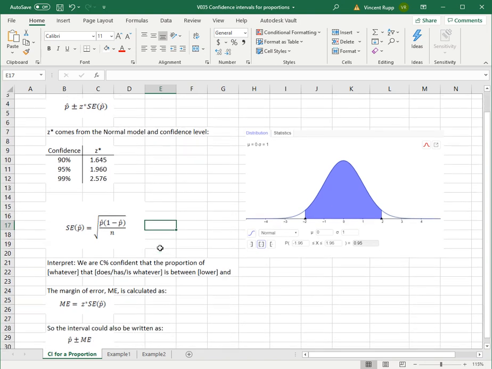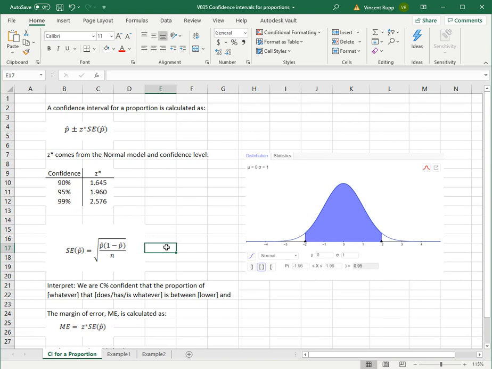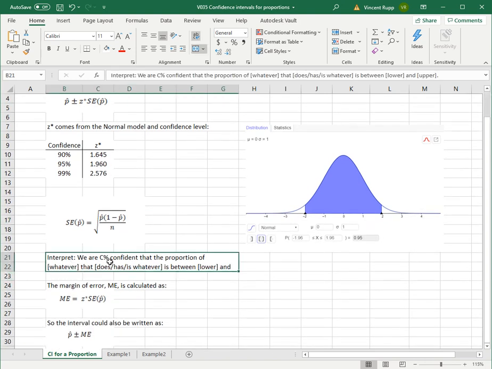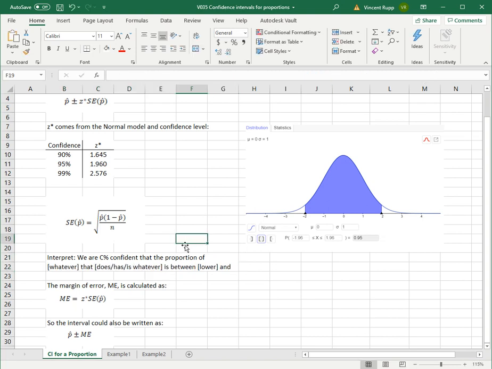But after you come up with one, you just put the numbers in this formula, and you get two numbers, a lower end and an upper end. And then the interpretation is that we are C% confident that the proportion of whatever that does has whatever is between lower and, it cut off here, but it's between lower and upper.